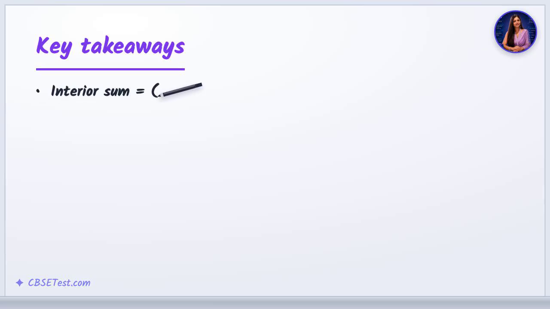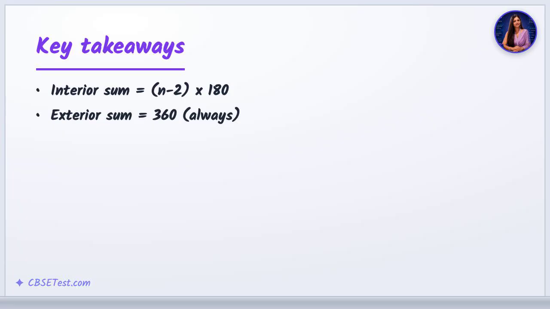To recap, interior angles of an n-gon sum to (n minus 2) times 180. Exterior angles always total 360, and parallel lines give equal corresponding and alternate angles.